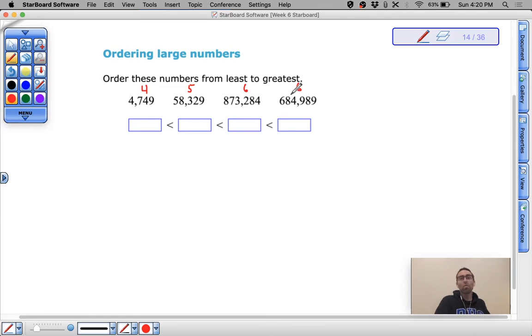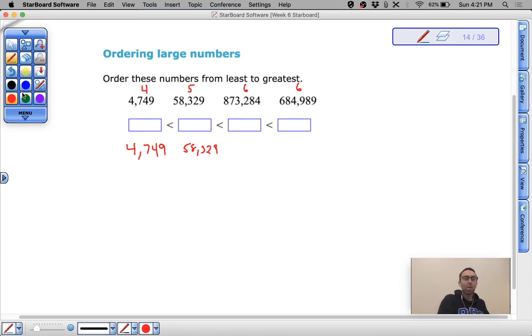So right off the number I'm given that has the fewest digits, which is the 4,749, is going to come first, because that is the least. It is the smallest of all of them. And again, you would write these without the commas if I was asking you to submit the answer, but I'm just going to do a drag and drop to make it easier for you. Then 5 is the next smallest number after 4, so that number is going to come next, my 58,329. And now it's between my two numbers that have 6 digits.